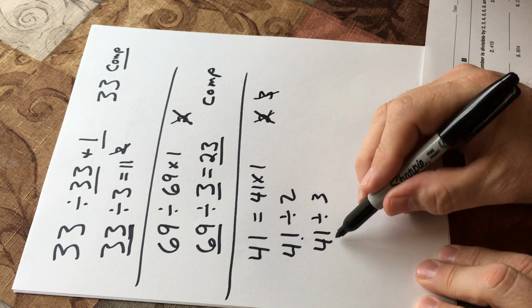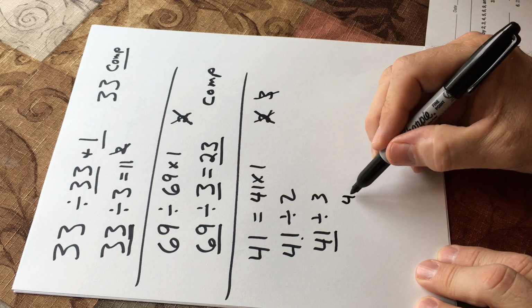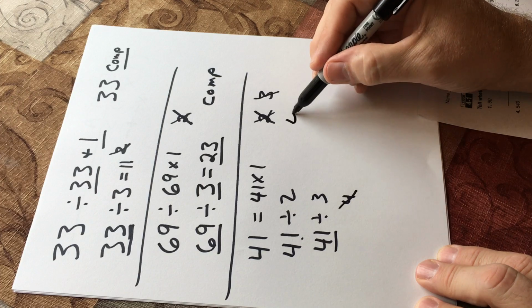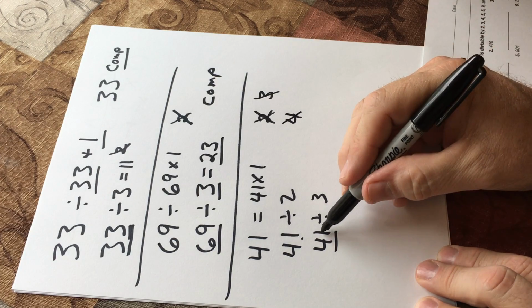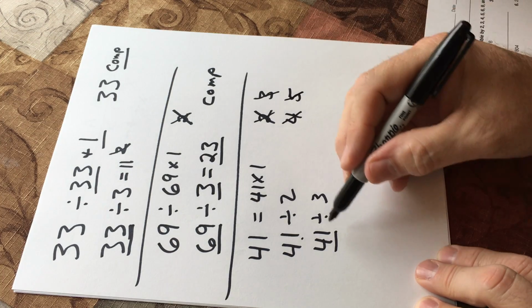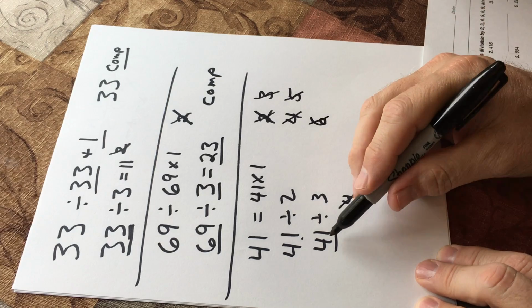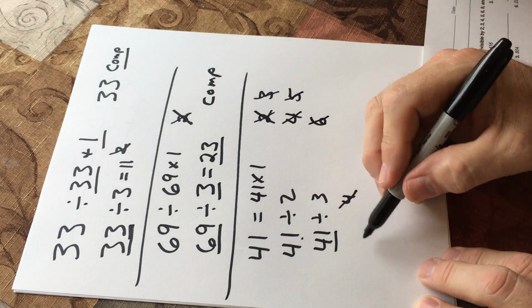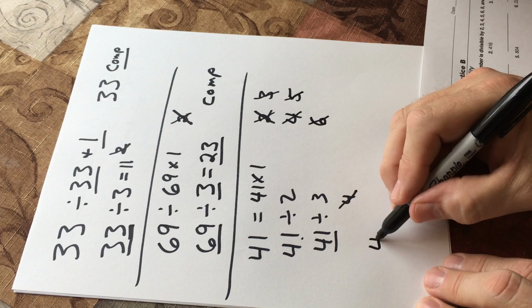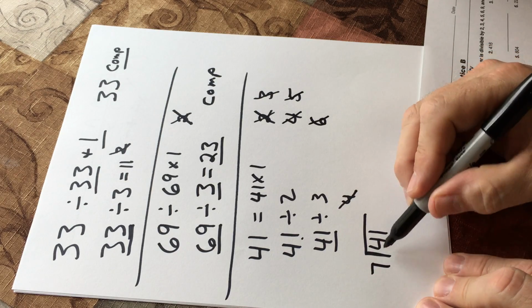How about by 4? The last two digits add up to 5. That's not divisible by 4. So no, that's a no-go as well. How about 5? Does it end in a 5 or a 0? No, 5 doesn't work either. 6, well, since 2 and 3 didn't work, 6 is a no-go. 7, sometimes you're going to have to actually try the division. So we're going to try 41 divided by 7.